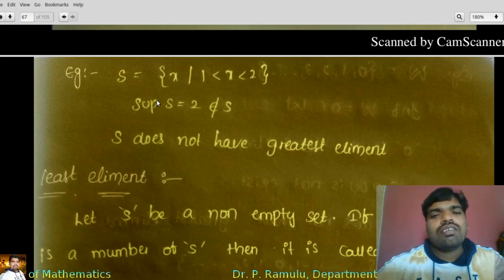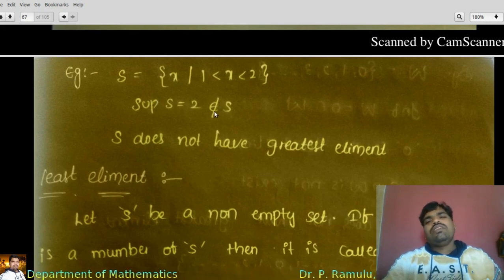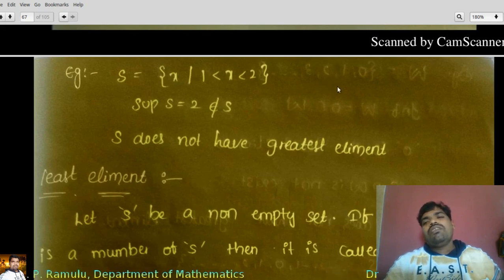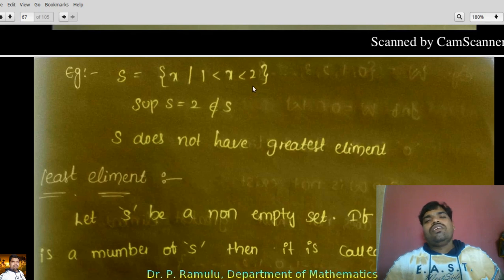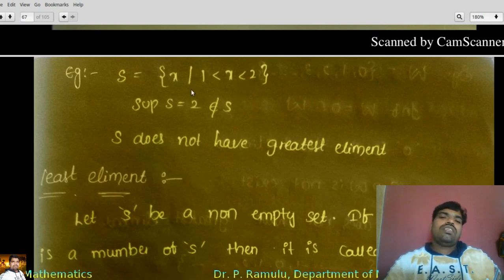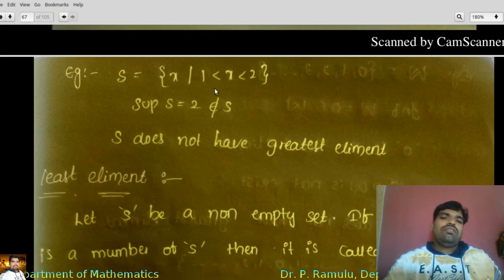Okay. If I take another example, so many examples we have worked, right? You can take the set of all x less than or equal to some value also. If I take that as a set, that set also has a greatest element.